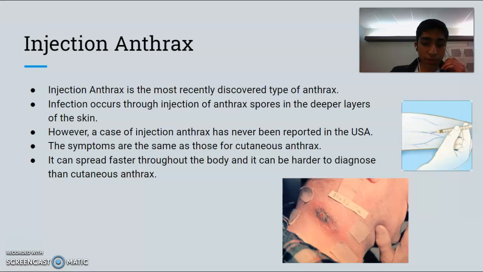The symptoms are very similar to those of cutaneous anthrax, but the only difference is that they occur in the deeper layers of the skin, whereas with cutaneous anthrax, the symptoms are mainly focused on the surface. It can also spread faster throughout the body, and it can be harder to diagnose than cutaneous anthrax, which is why during that outbreak, it was commonly confused with meningitis.